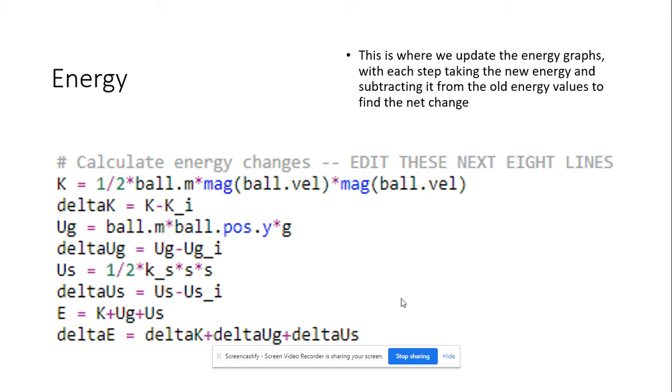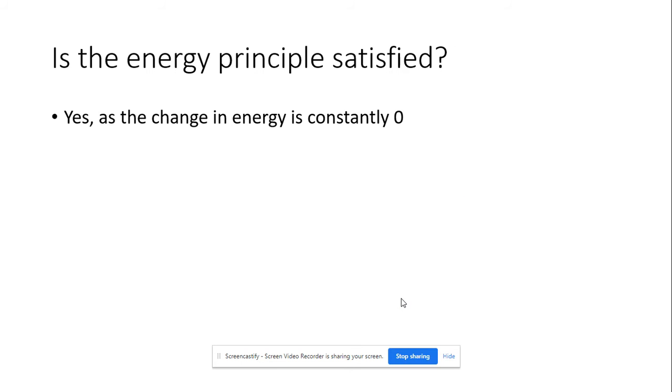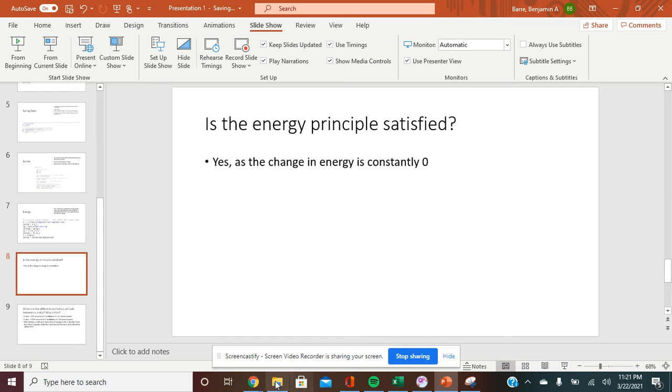Our energy formulas, we plug in these same formulas, and then we find the changes using delta K, where we take our new value minus our initial, which we found earlier, and then we get the delta E, the change in total energy, by adding them all together. And show it.